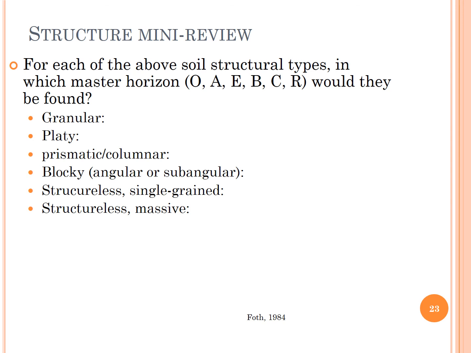So again, you would find granular in surface horizons, like O and A. You would find platy really throughout the profile. Prismatic and columnar you can find in B horizons. Structureless single grain and structureless massive you would find in C horizons.